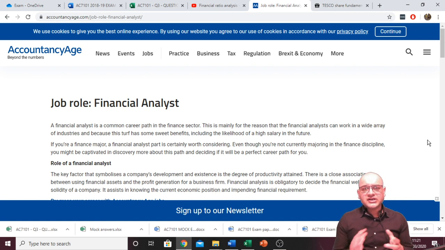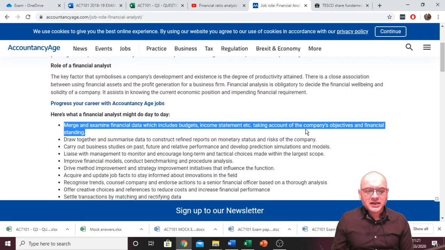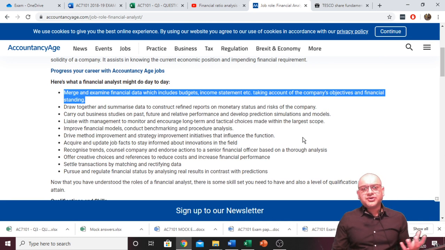So when you search for the job role of a financial analyst on recruitment websites like Accountancy Age or Monster or Reed, what you will find in the job profile, in the duties they need to carry out on a daily basis, the financial analysts are expected to have in-depth knowledge of financial statements, and also, as the name suggests, they should be able to analyze the financial data.